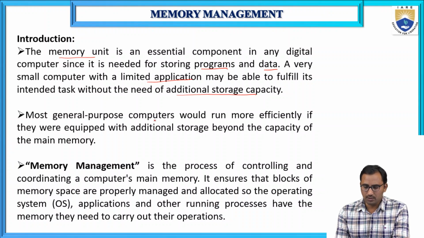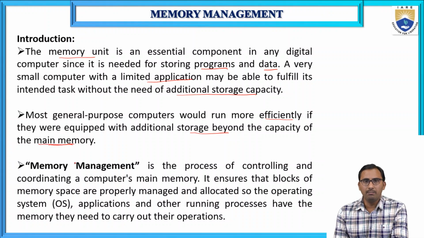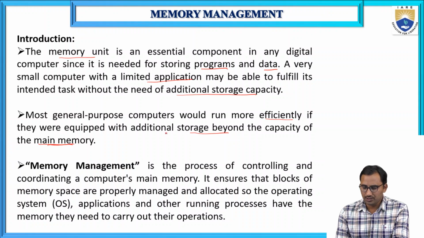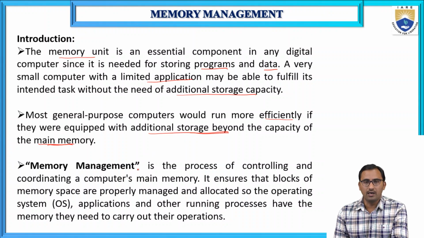Most general purpose computers would run more efficiently if they were equipped with additional storage beyond the capacity of the main memory. We already know that in a digital computer system, the main memory is limited. So we cannot store a large amount of data or programs inside the main memory. That's why, in addition to the main memory, we use additional storage capacity, that is, auxiliary memories or secondary memories. In these we store all the unused programs and data.